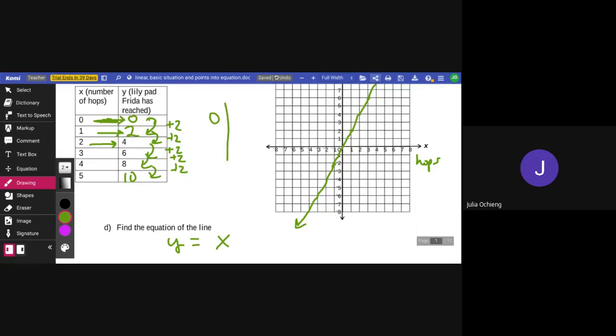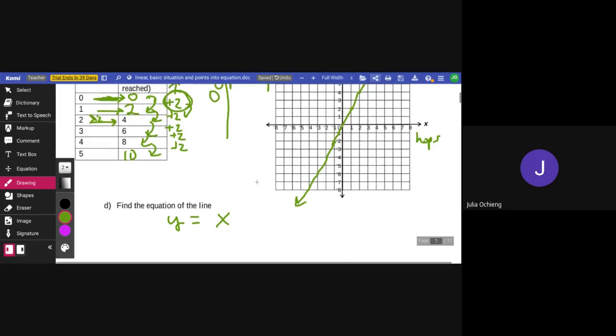Well, it's doubling. So whatever the hop number is, it's times 2. And that matches this right here because this is the amount she increases by. So she's going up by 2 pads for every 1 hop. That plus 2 that is steady and never changes, that rate of change, is telling you that for every 1 hop, she's going up 2 lily pads. So 2 lily pads per hop. Okay, so that means for every 1 hop, she's gone 2 more.